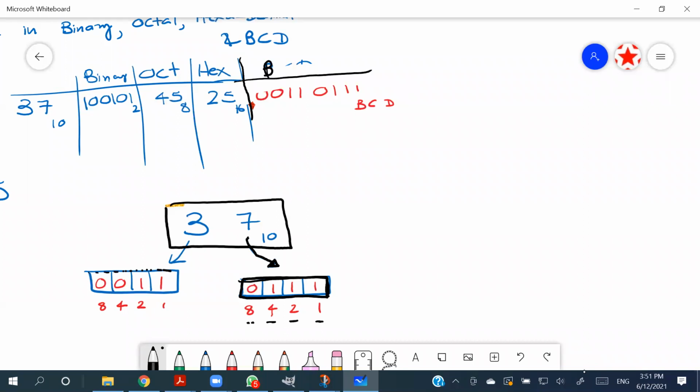Now this is the BCD representation. So it is 0011. This is to represent 3. It is 0111. This is to represent 7. So 37 in decimal is represented like this in BCD. So we have to write BCD at the end to indicate this is a BCD value, not a binary one. Got it? Clear?